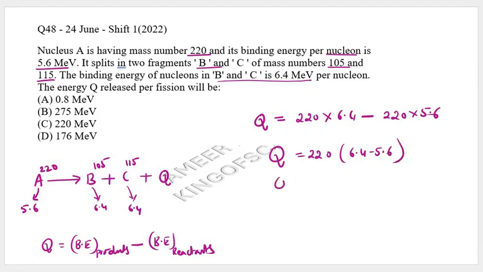Okay, it will be 0.8. That is 220 into 0.8. So Q will be equal to 22 into 8. That will be 176 MeV.